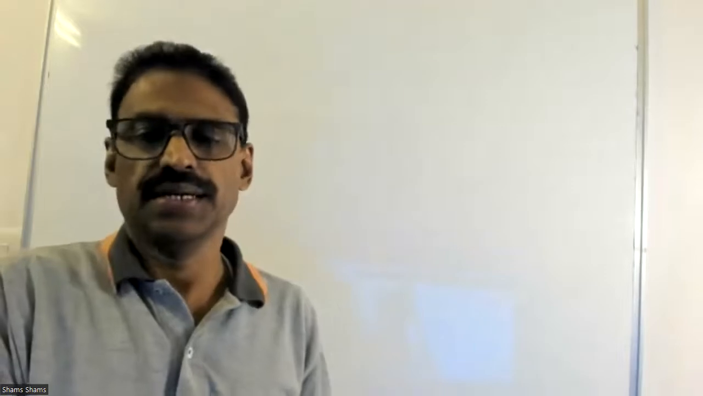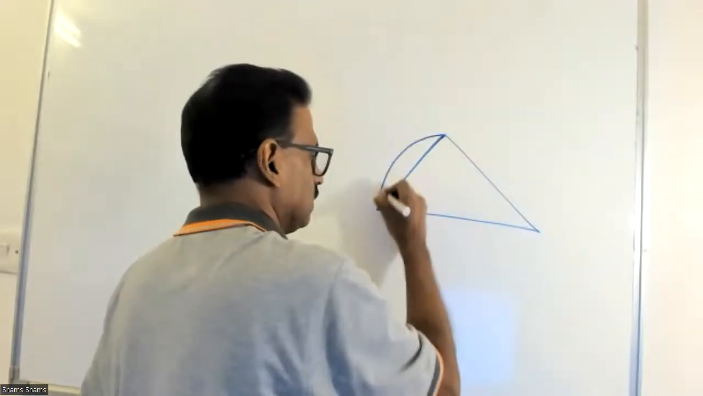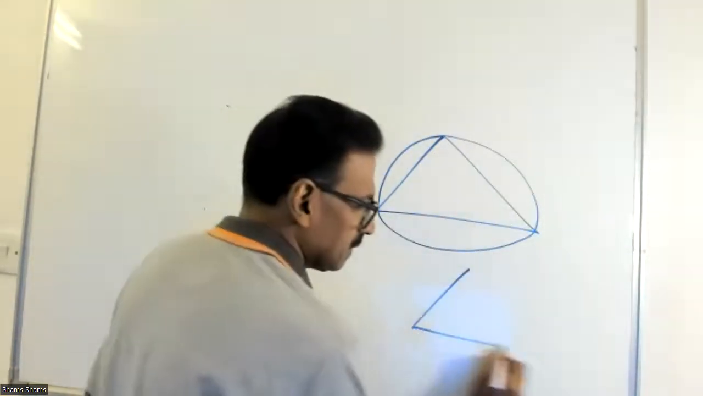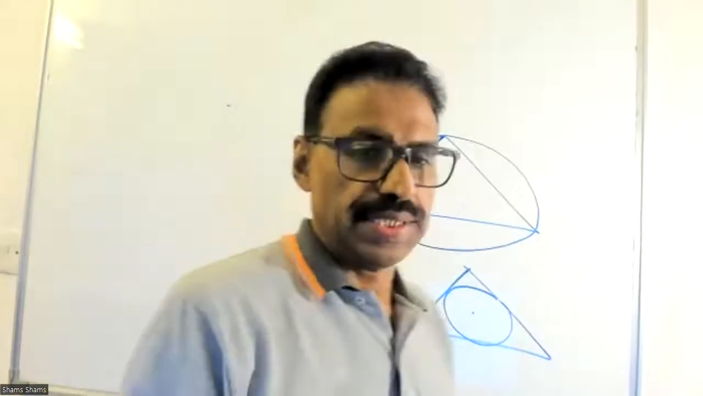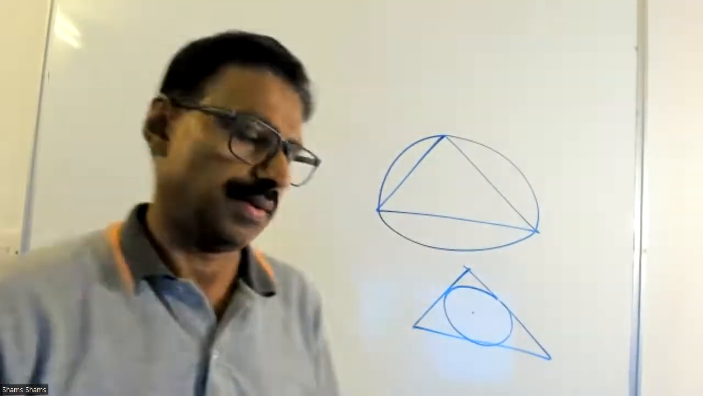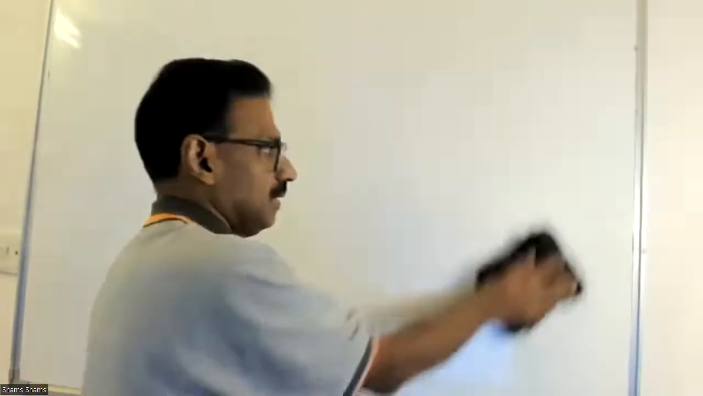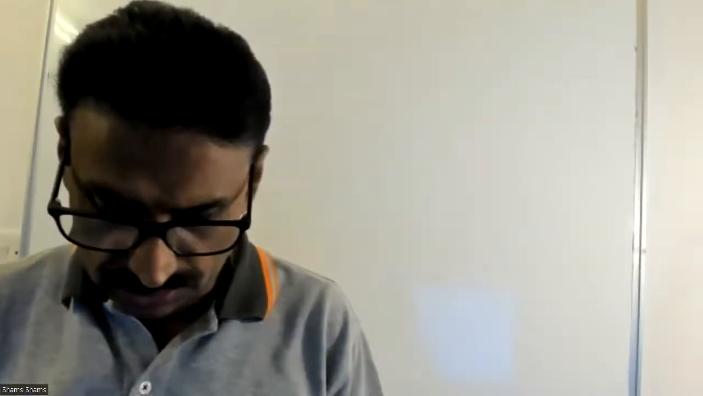Perpendicular bisector of sides, that is called a circumcenter. Like this, suppose a circle passing through all the vertices, this center. Incenter means like this. Okay, circumcenter: the perpendicular bisectors of the sides of a triangle intersecting at a point, that is called a circumcenter. The perpendicular bisectors of the sides of the triangle is called circumcenter.